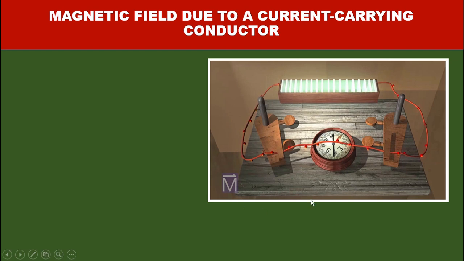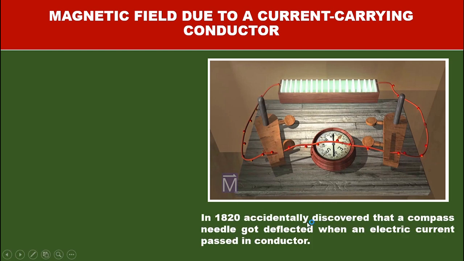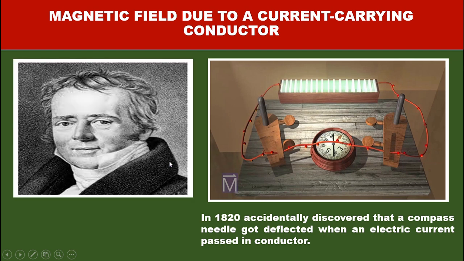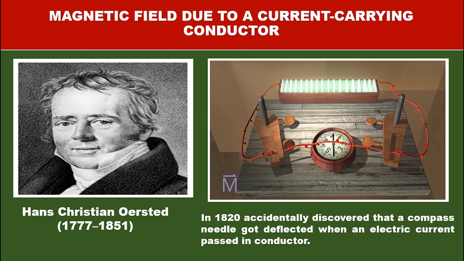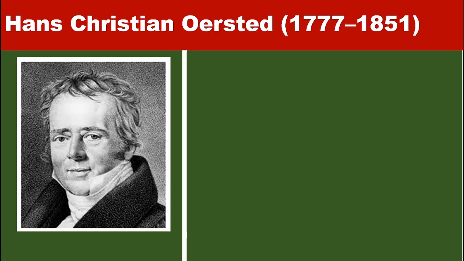But in 1820, it was accidentally discovered that when electric current passes through the circuit, and we place a magnetic needle very near to it, it gets deflected. This was first stated by the Danish scientist Hans Christian Ørsted.